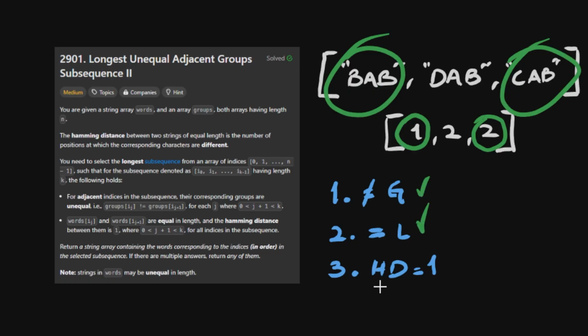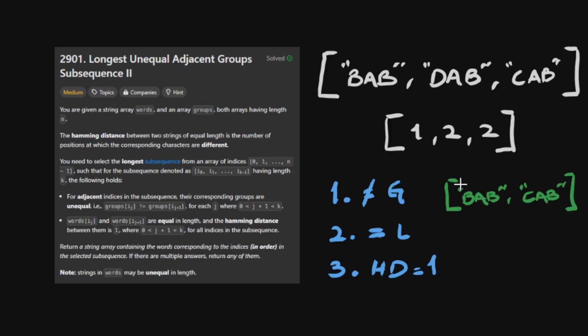And next, we are checking if the Hamming distance is exactly 1. In this case, the Hamming distance is exactly 1 because the only different character is the first one. So this is 1 and then this is okay. So with this in mind, we can build a subsequence with BAB and CAB, and this has a length of 2, and 2 happens to be the longest valid subsequence that we can build in this example.